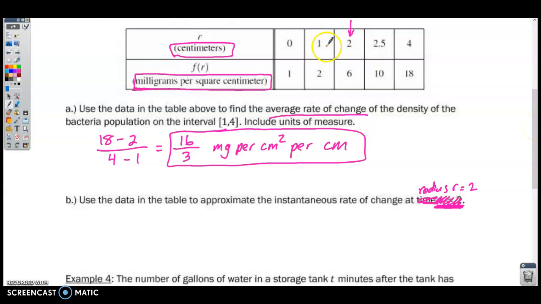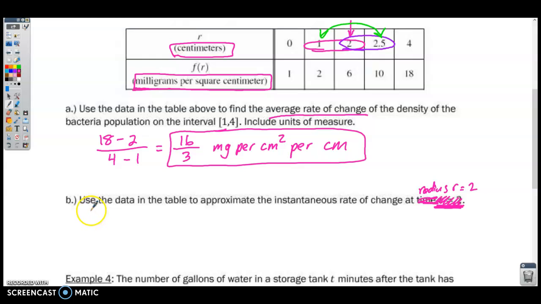I can use the interval from 1 to 2, since 2 is in that interval. I can use the interval from 2 to 2.5, since 2 is in that interval. And I can also use the interval from 1 to 2.5. So there's 3 different ways, since we're approximating the instantaneous rate of change at one of the given values in the table. There's 3 different ways we can approximate this and still have a workable answer for us.